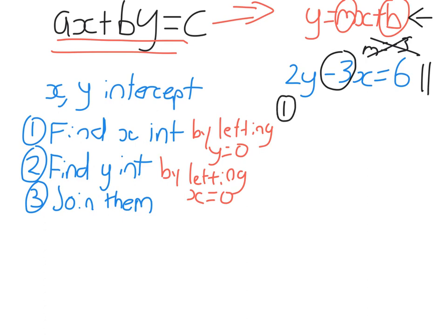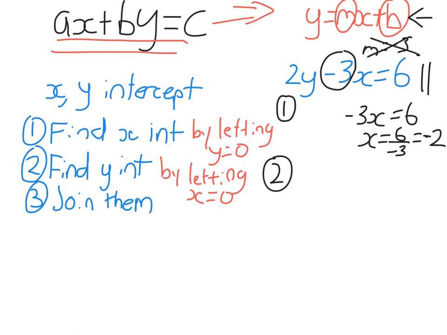So first step, find the x-intercept by letting y equal 0. So this is my equation, 2y minus 3x equals 6. If I let y equal 0, I just get rid of everything attached to the y, and I'm left with minus 3x equals 6. So to find x, I undo timesing by -3 by dividing by -3. And that, of course, gives me -2. So the x-intercept of this line is -2.